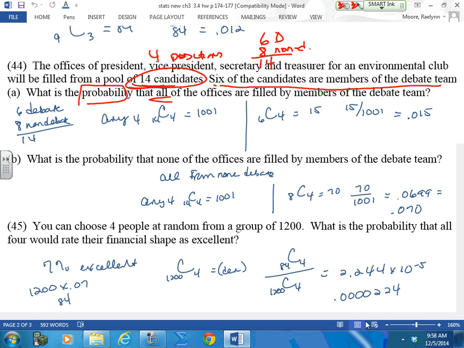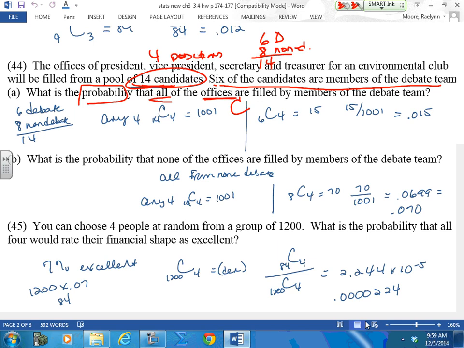Order does not matter. Now, here was the tricky part. Normally, yes, we lay out a president, a vice president, a secretary, a treasurer. Normally, order matters. But the way they asked it was, what is the probability that all of the offices are filled? Filled in any order. It doesn't matter what order they came into. If they're just filled by the debate team.